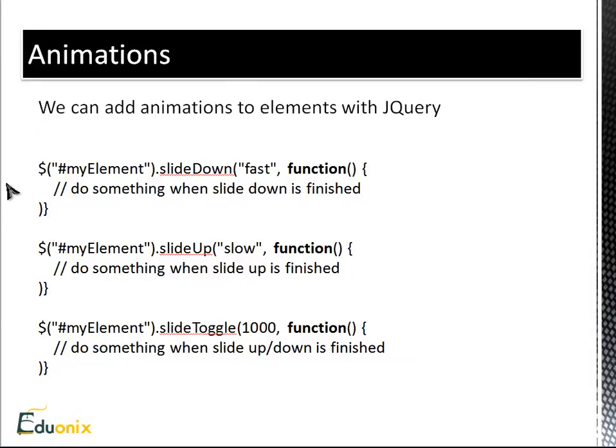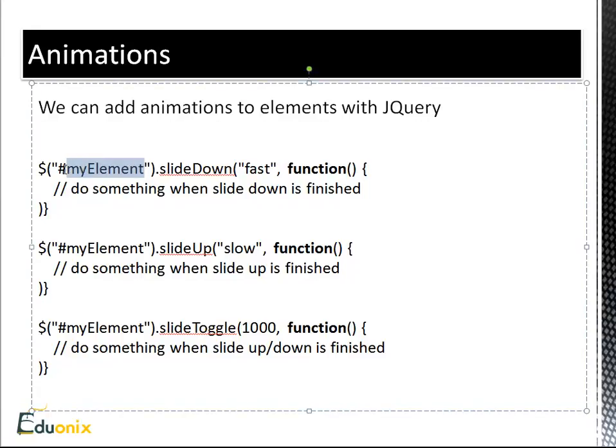Animations. We can add animations to elements with jQuery. Here's an example. So we're saying the element with the ID of my element, we're going to say slideDown. So that's going to make something slide down, and that takes a parameter or a few parameters. The first being the speed. We can use a numeric value, or we can actually use these keywords, slow, fast. And then the next parameter is the actual function that we want to happen when the slide is finished. And here we have the same thing, except it's slideUp, and we also have slideToggle.